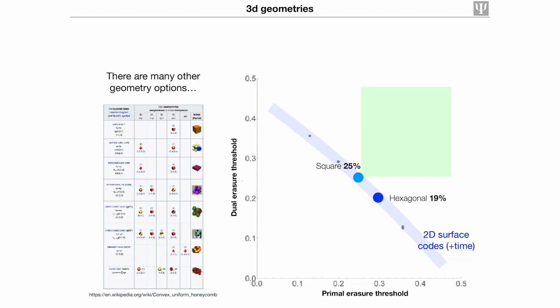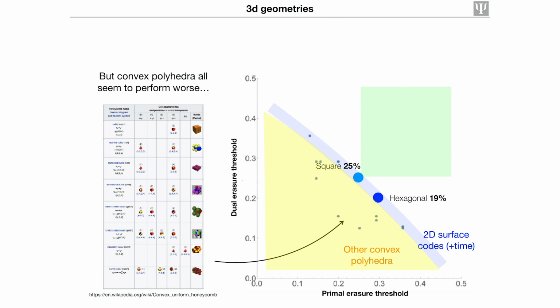Okay, but we've now got this big other class of geometries that we can explore that aren't based off just 2D things that are extruded upwards. And so we can go to these lists on Wikipedia, we can search through them, we can try and figure out their percolation thresholds, and when you do that, and you plot these points, they're unfortunately all worse than the 2D surface codes.